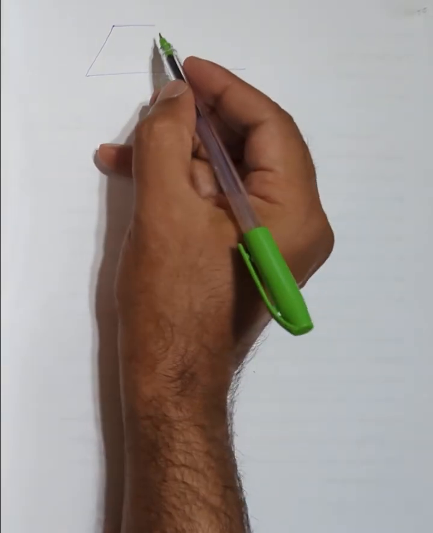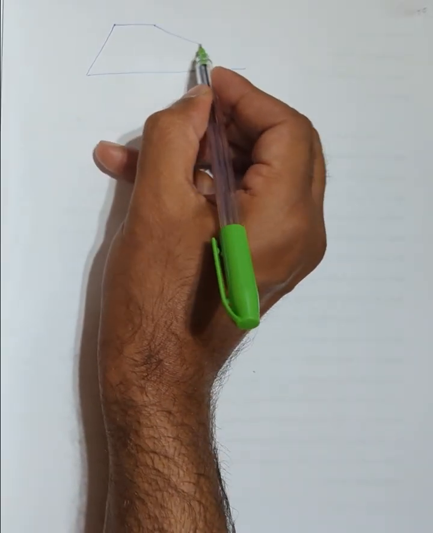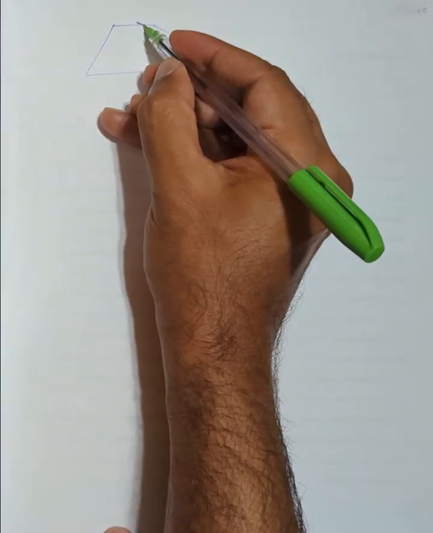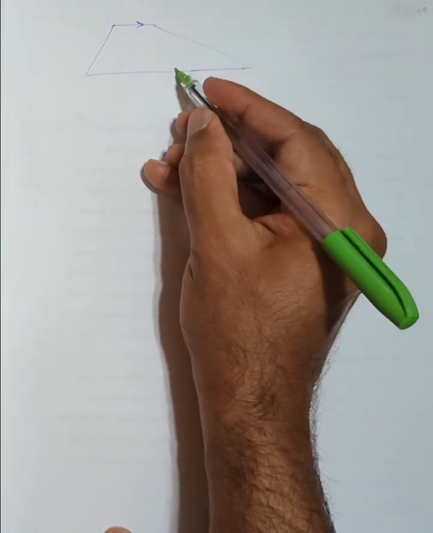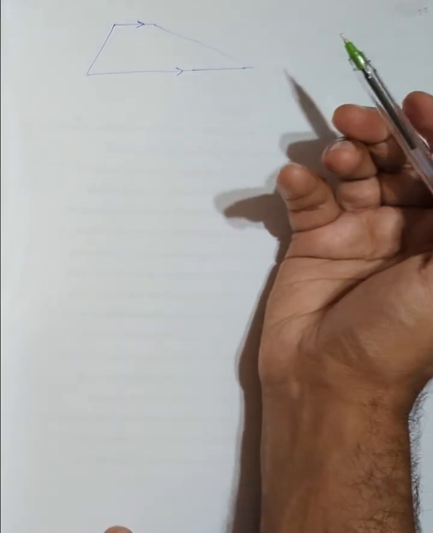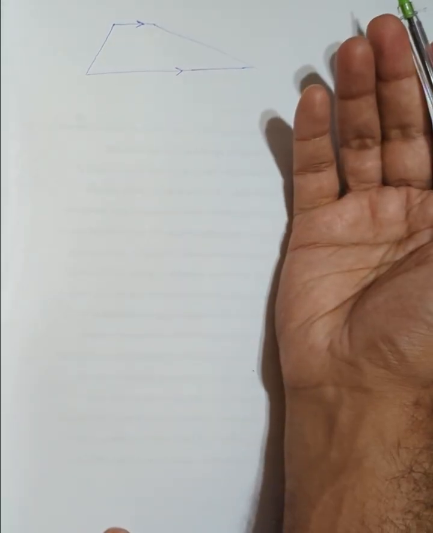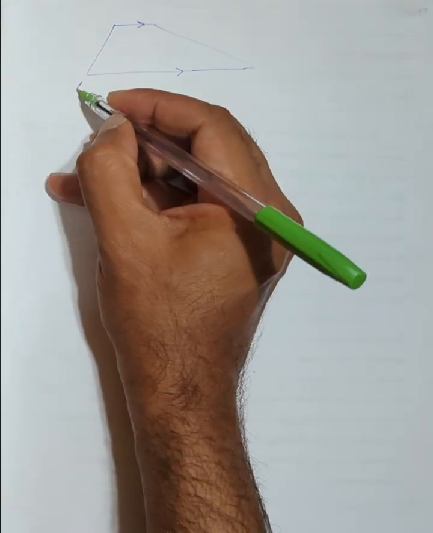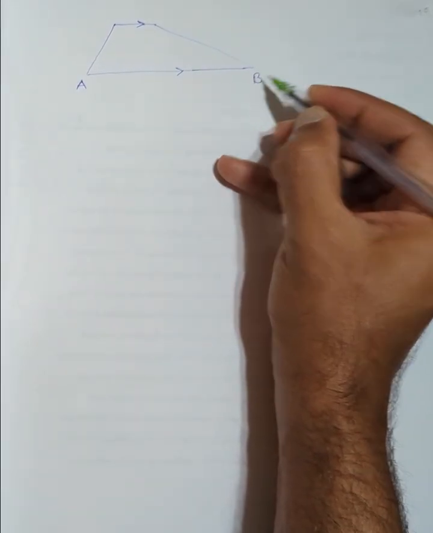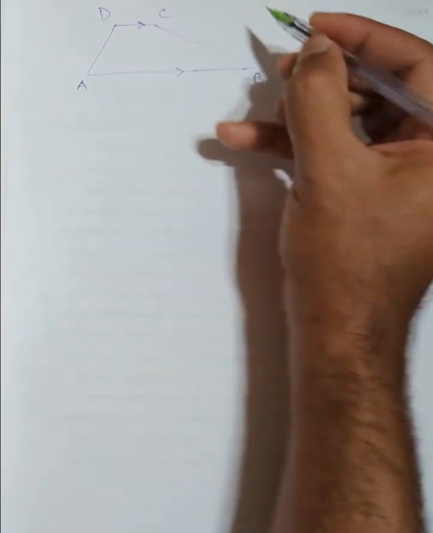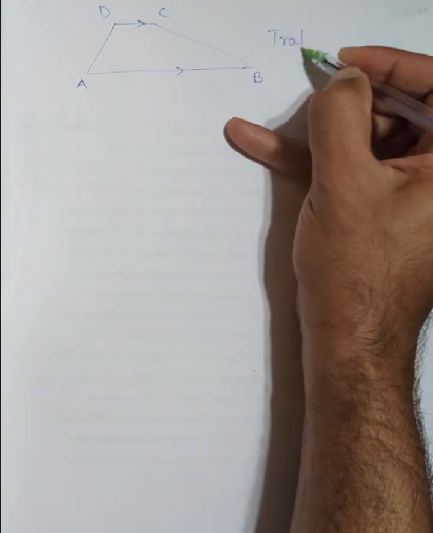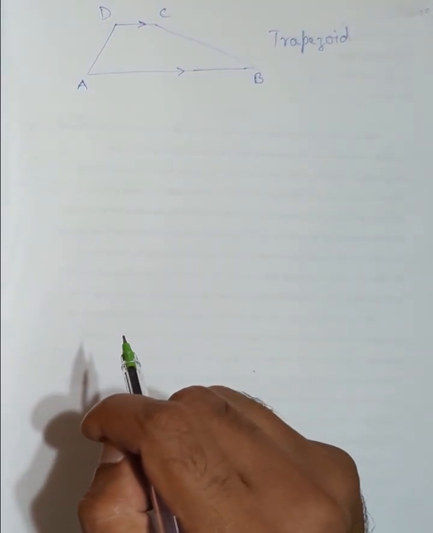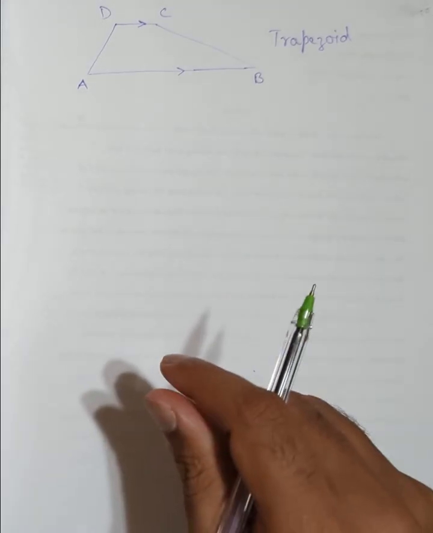Now what I'm going to do in this new shape is keep one of the sides parallel. But notice these two are not parallel, and again I cannot say that any of the two sides are equal in length. So this shape is called a trapezoid. That's a trapezoid.